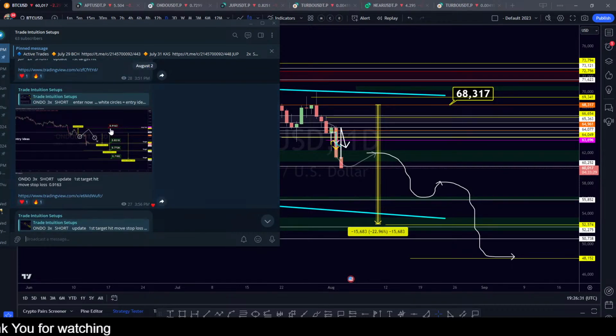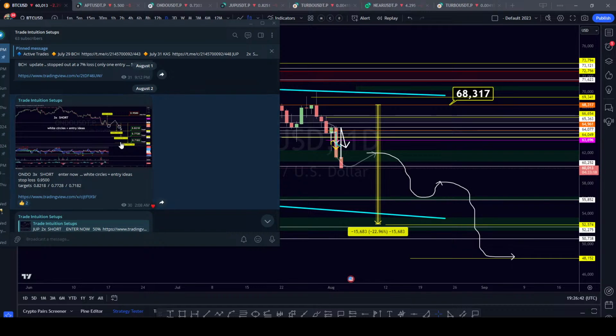Then here, it's saying, okay, your first target hit, great. Move the stop loss to this. You see how we're moving it down slowly? Very strategic, guys. And then this was, I believe, the setup. 3x short, enter now. Look at that, guys. Enter now.